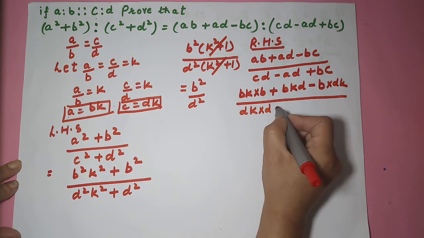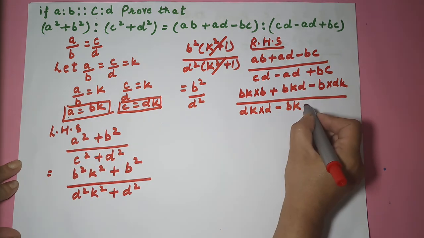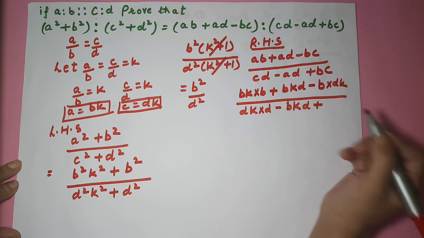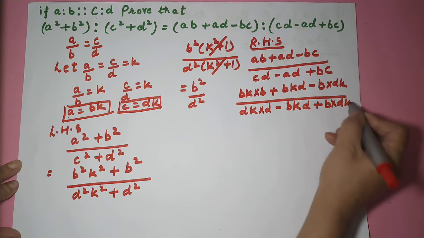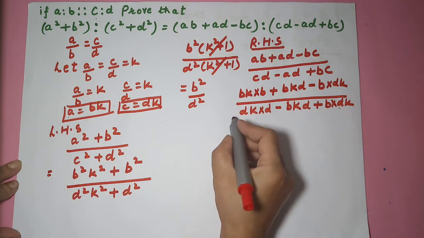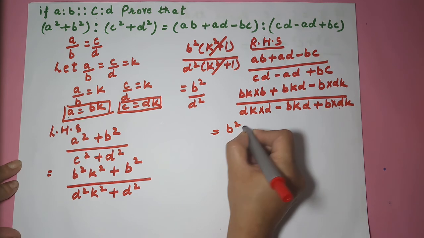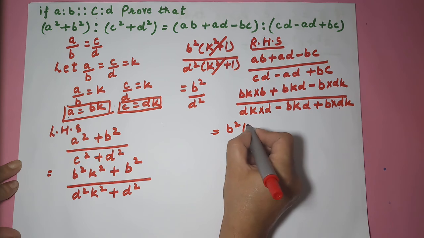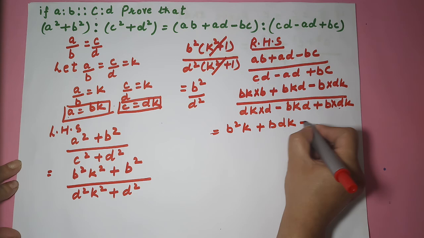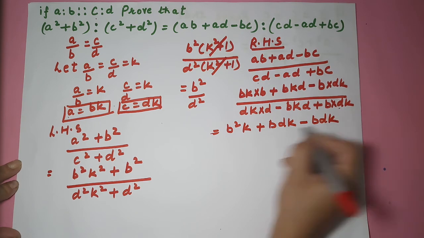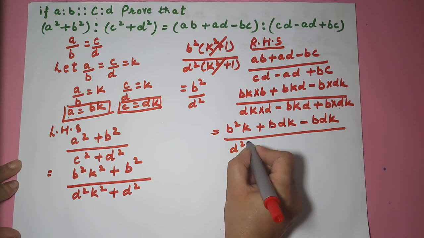I'll write that. A is BK. And then there is this D. I'll write it as it is. And BC is B into DK. In place of C, I have replaced this as DK. Now, what do I have? I have B square, right? B into B is B square K plus BDK. Then here also I have minus BDK. In the denominator, I have D square K.